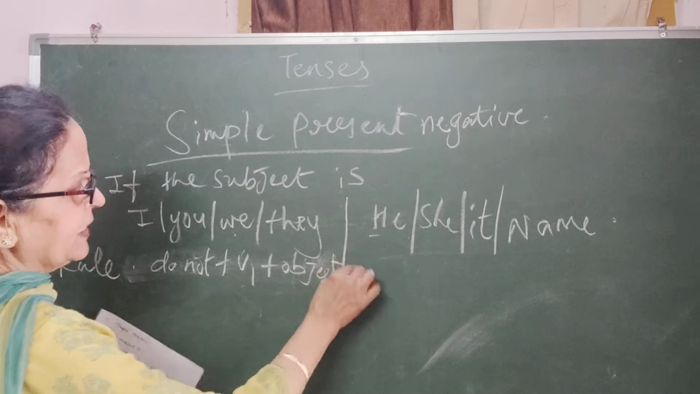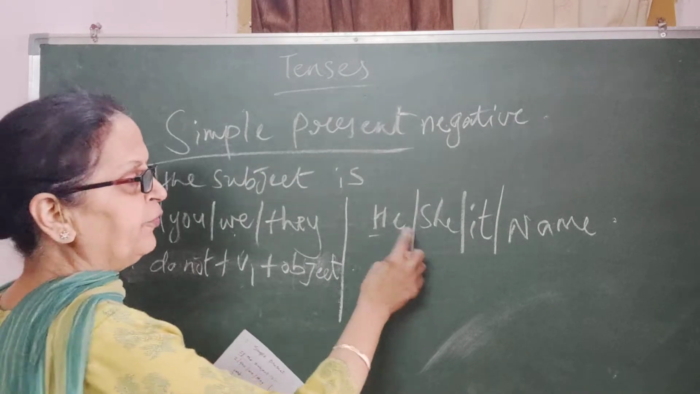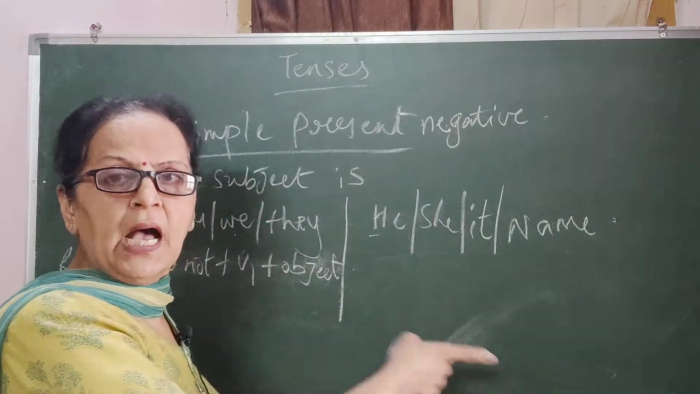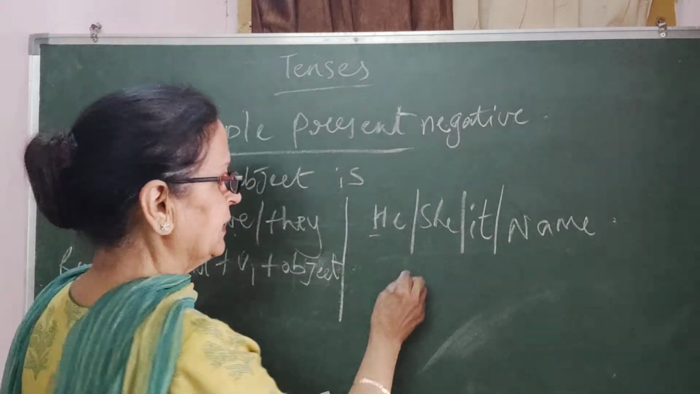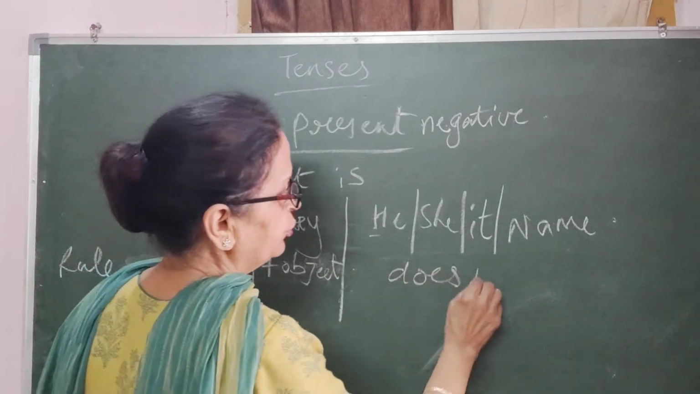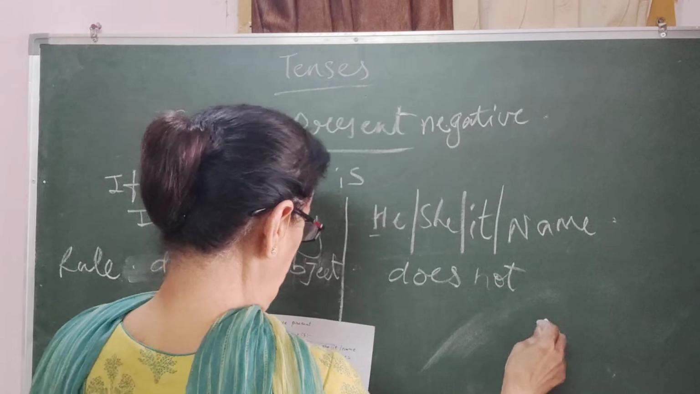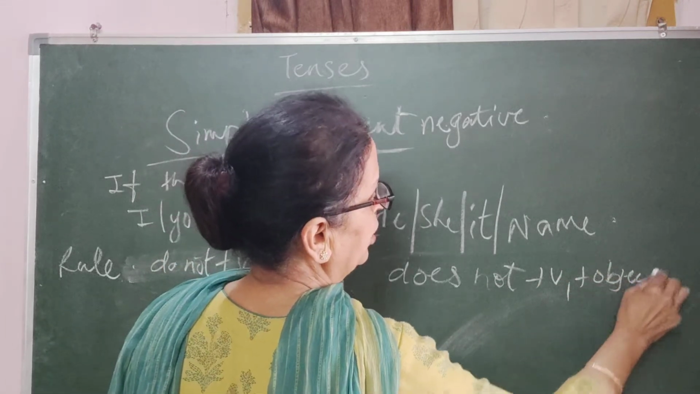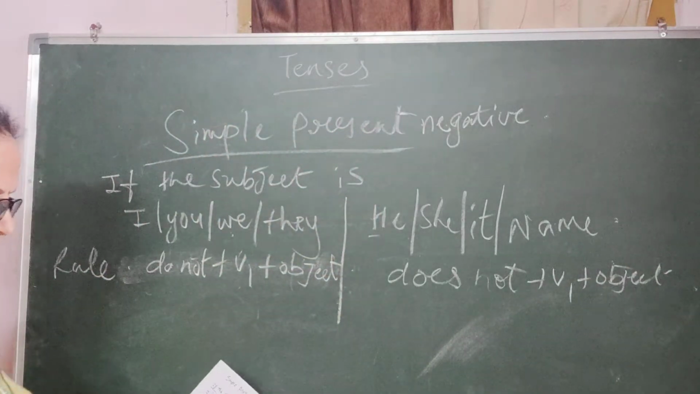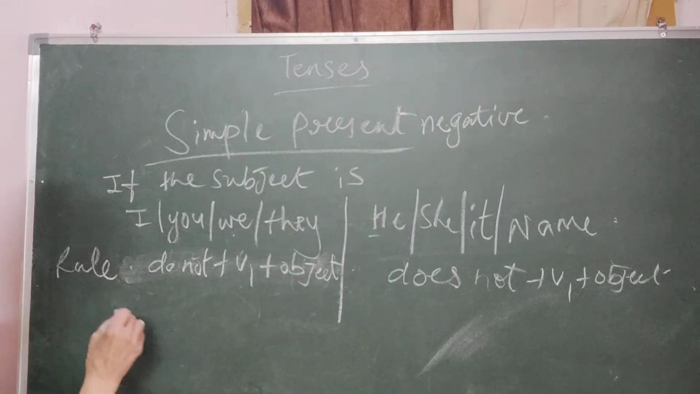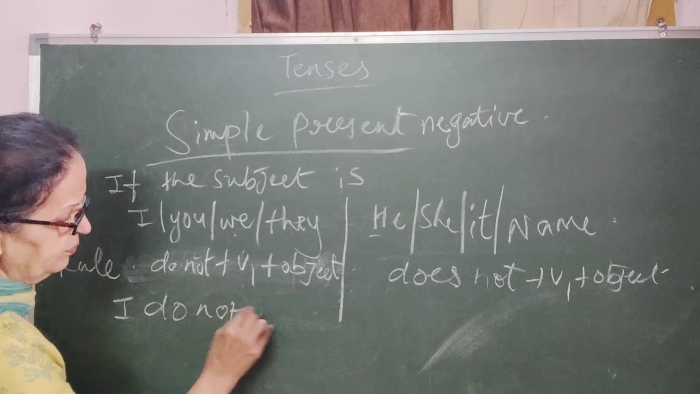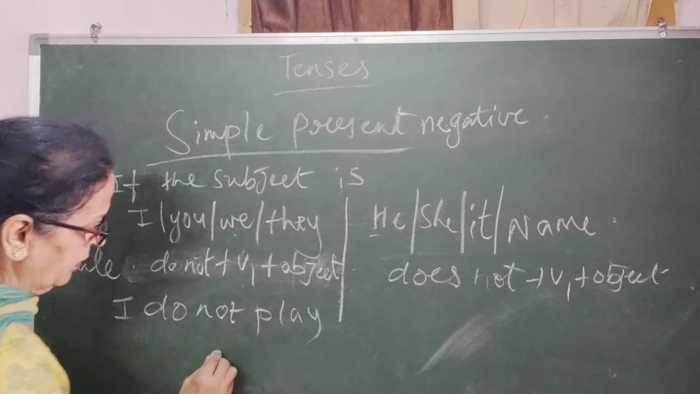I am going to do the sentences also. Here if it is he, as I did I go, he goes. I do not, he does not. Very good. So here you are going to add does not, but the verb is going to remain in the same position, that is verb 1. Now for example, if I say I do not play cricket.